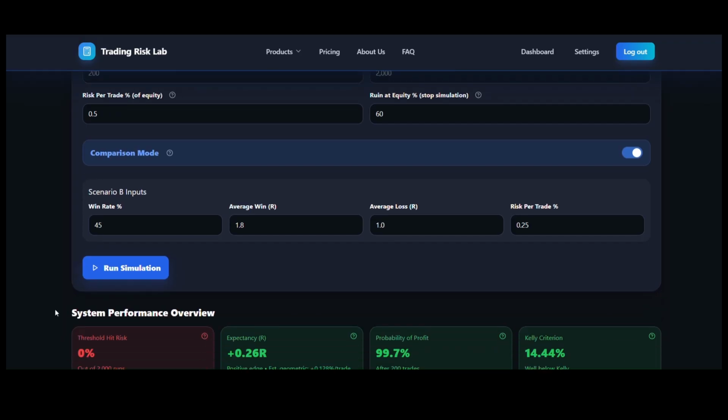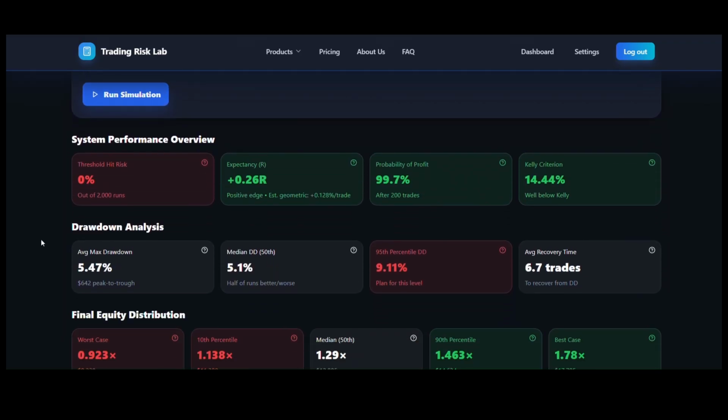Now, let's look at the results. At the top, you'll see the System Performance Overview. Threshold Hit Risk shows how often the ruin threshold was reached across all simulations. Expectancy in R shows the average edge per trade. Probability of profit shows the chance of ending the simulation above break-even. Kelly Criterion estimates the theoretical optimal risk per trade based on your inputs.